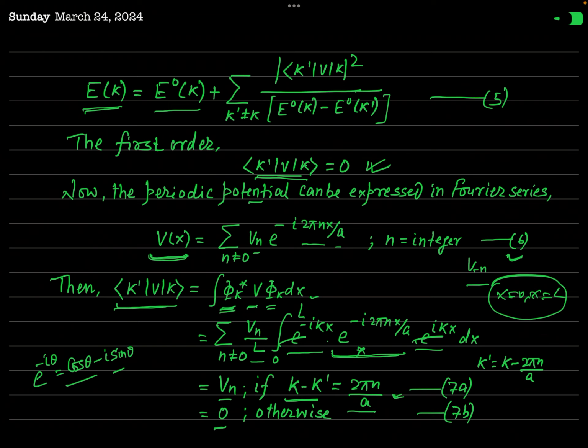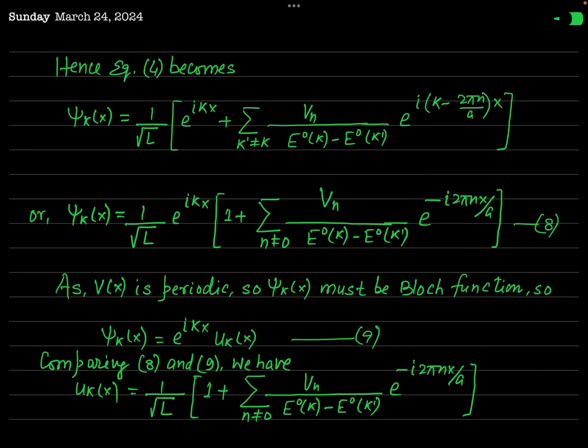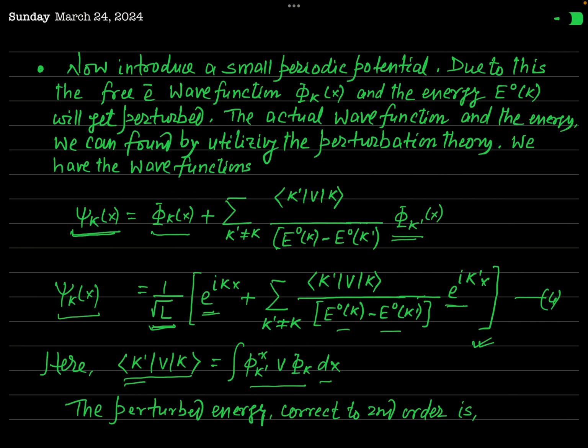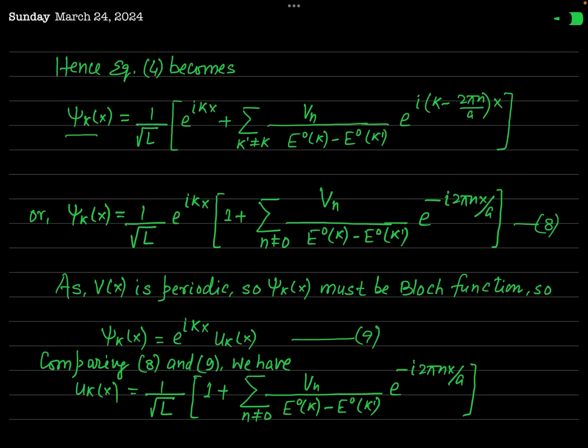Now, after getting this result, let us see what will be this psi k of x. Psi k of x is defined here. And we have obtained that this expectation value of V over the states k and k dashed is equal to Vn when k minus k dashed is equal to 2 pi n over a. Otherwise it is 0. So in this condition, what will be psi k of x? You can now write it.